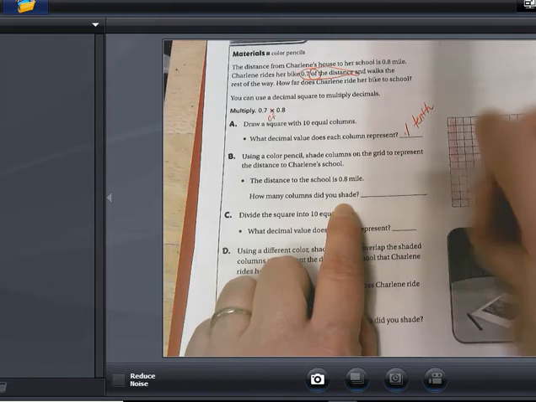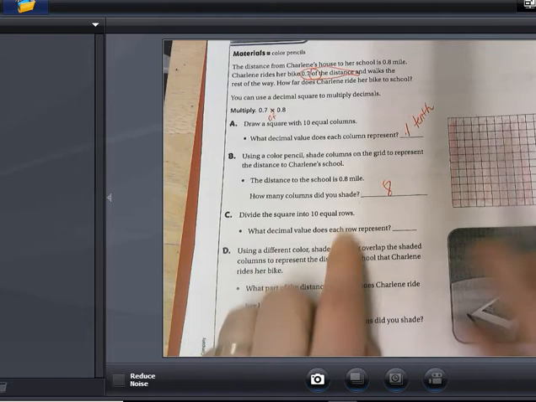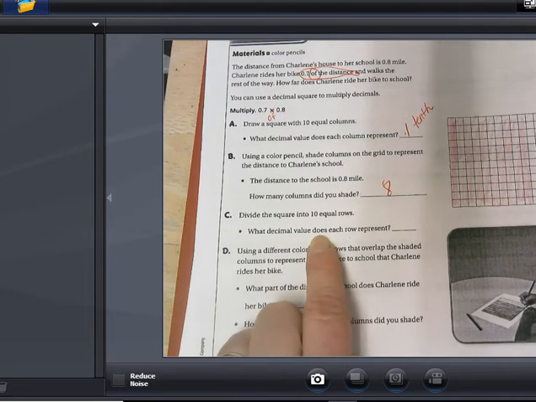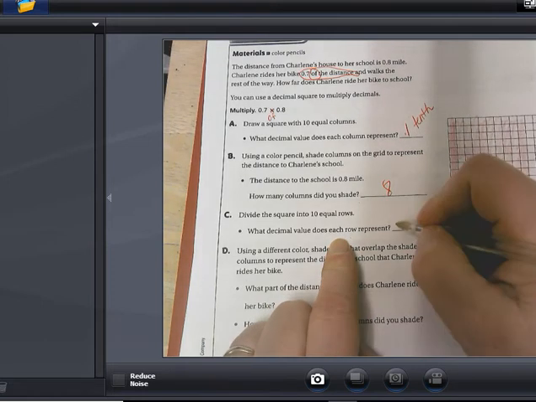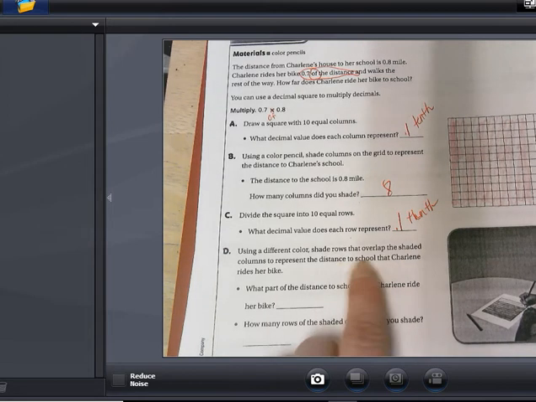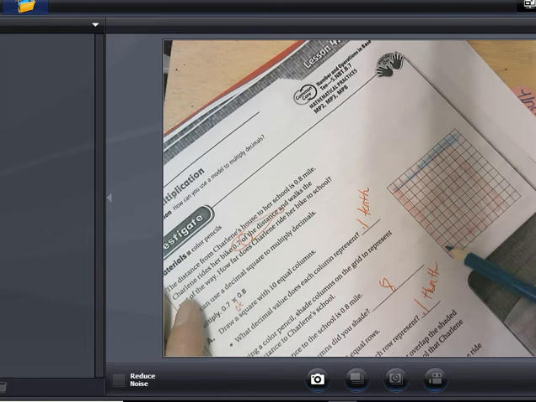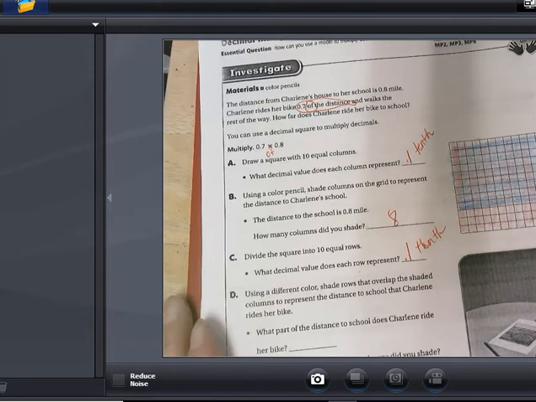How many columns did you shade? I did 8 of them. The squares are divided going this way. What decimal value does each row represent? Rows go across, and each one is 1/10. Use a different color to overlap and shade in the distance she rides. I know she rides 7, and I overlap it, because one way you do columns, the other way you do rows.